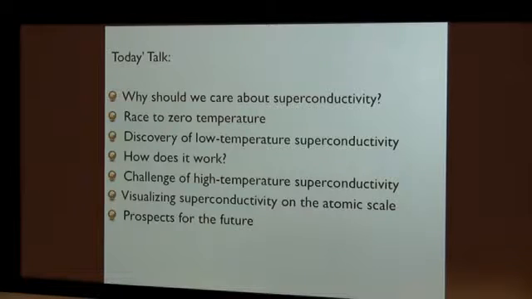So I'm going to take you back 100 years, and I'm going to tell you about a race about cooling things close to absolute zero temperature and how this led to the discovery of superconductivity. I'm going to tell you about the discovery of what I will call low temperature superconductivity, superconductivity at low temperatures. And I'm going to tell you how we understand that phenomenon. And we understand it pretty well. I'm going to have to teach you a little quantum mechanics. I think we can do it.